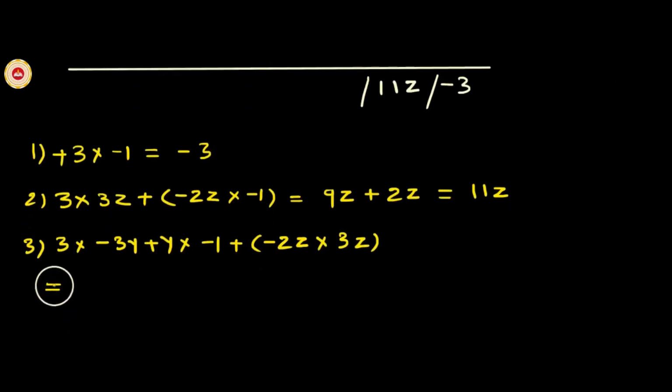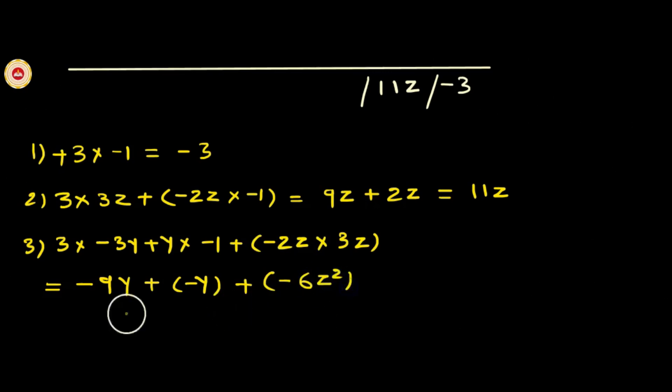Which is equal to 3 multiplied by minus 3y, minus 9y, plus y multiplied by minus 1, minus y, plus minus 2z multiplied by 3z, minus 6z square. Which is equal to minus 9y plus minus y, that means minus 10y minus 6z square. So this is the answer of the third step.